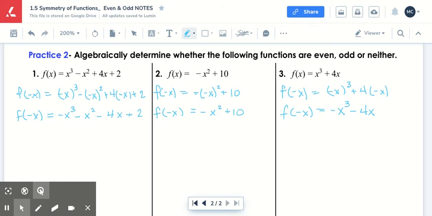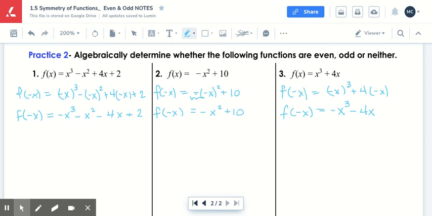Okay, welcome back. So with the second one, that was a little bit tricky because the negative x, when you square it, you get positive x squared. But then there was another negative in front of that. So that makes the final result there a negative x squared. The third one was pretty straightforward. It was a negative x times itself 3 times, so that would come out as a negative x cubed. And then the second term was a positive times a negative, so that comes out as a minus.